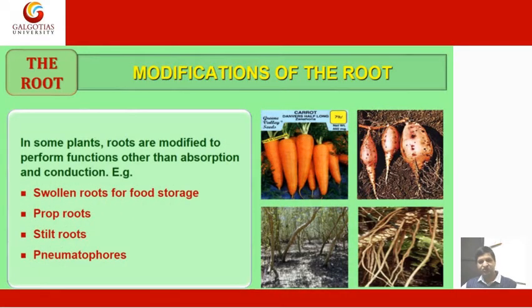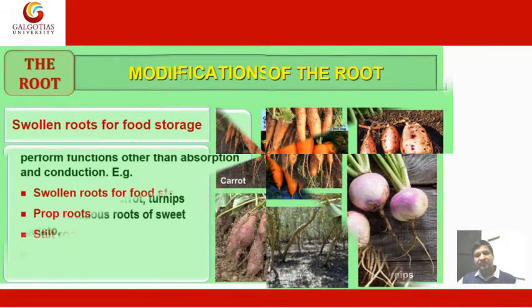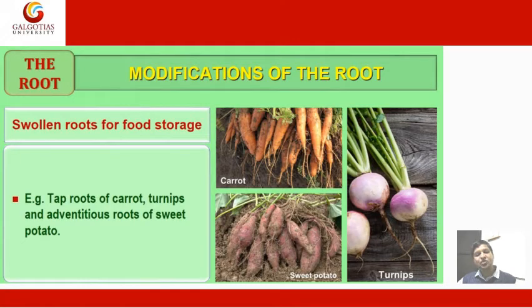Modification of the root. In some plants, roots are modified to perform functions other than absorption and conduction. That is, swollen roots for food storage, prop roots, stilt roots, and pneumatophores. Swollen roots for food storage, that is the taproot of carrot, turnip, and adventitious roots of sweet potato.